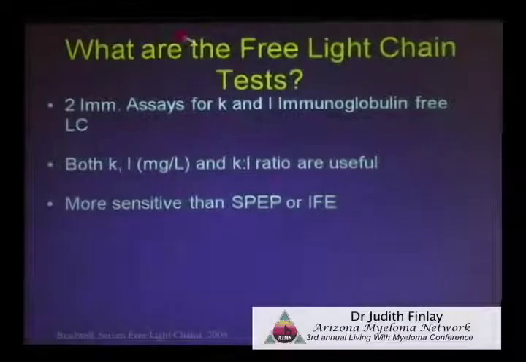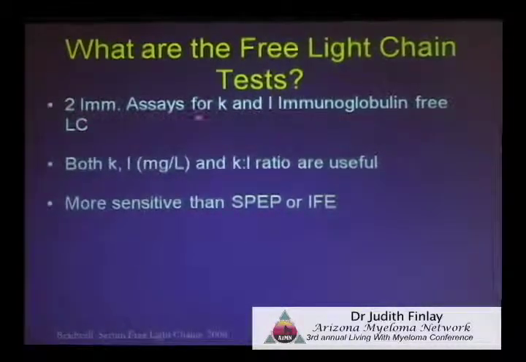So what is the free light chain test? It's actually two immunoassays, one for Kappa and one for Lambda immunoglobulin free light chains. Both the Kappa and the Lambda in milligrams per liter and the Kappa to Lambda ratio are useful, and they're more sensitive than SPEP or IFE.